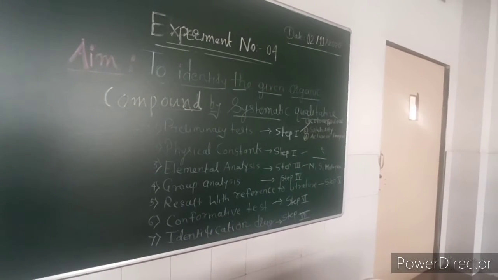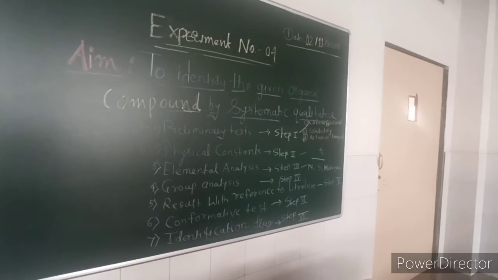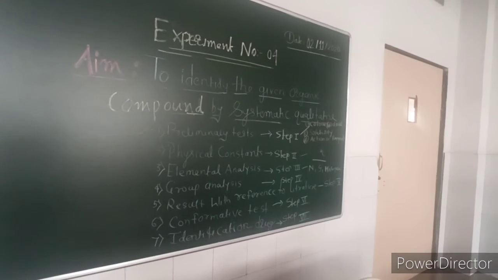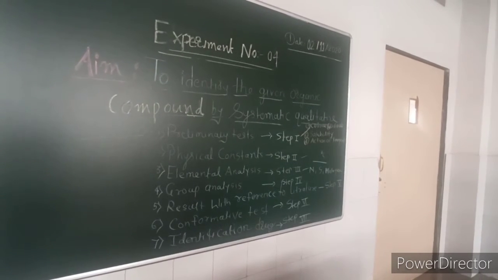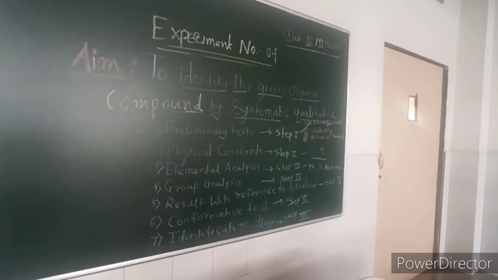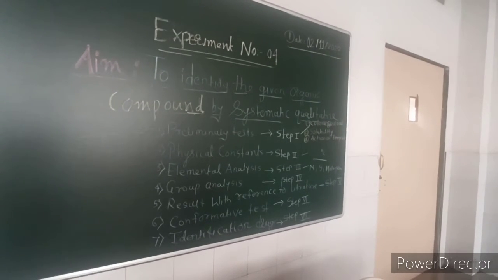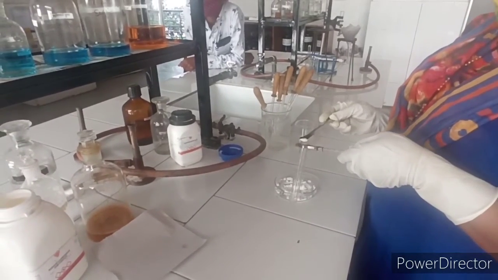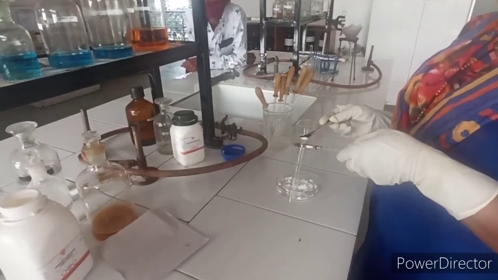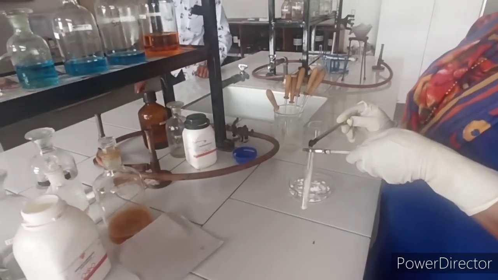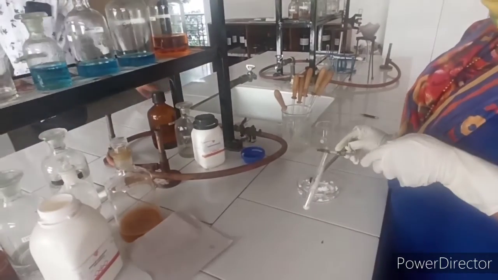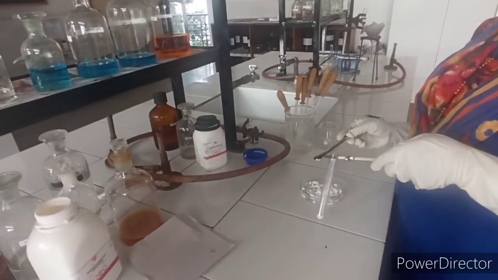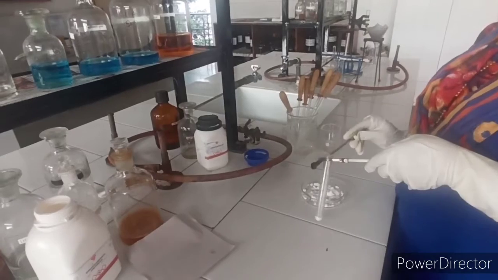The next step, the fourth step, is group analysis, that is, the determination of the functional group. Our compound contains carbon, hydrogen and oxygen, and it is also acidic in nature. So we have to perform the following tests to determine the functional group, which are given in the handbook.